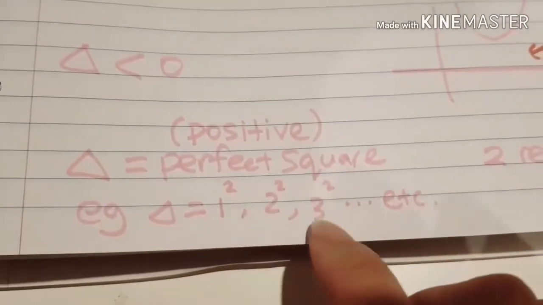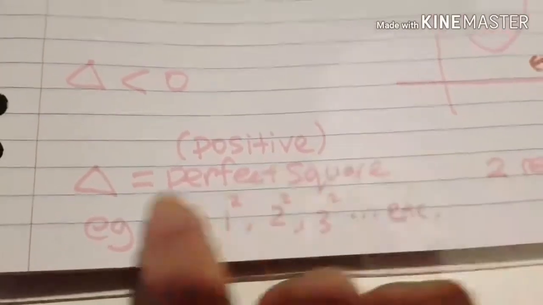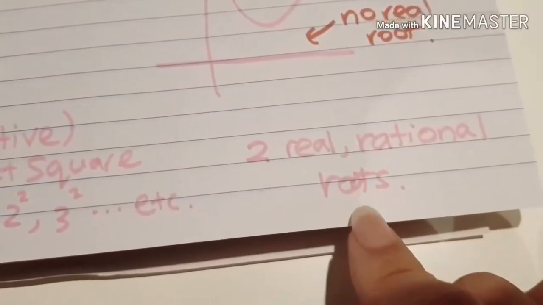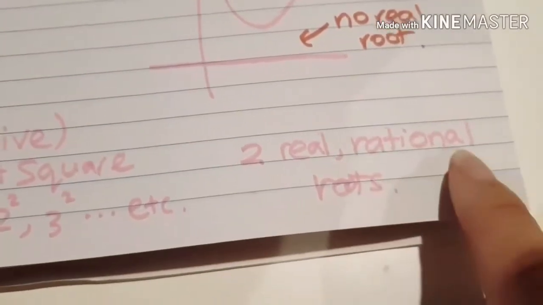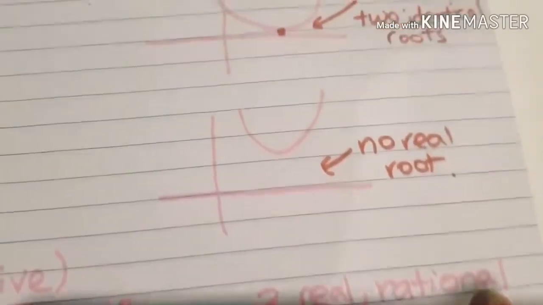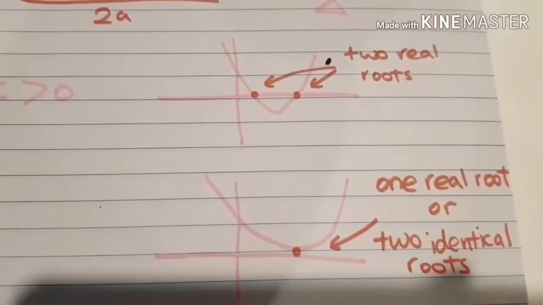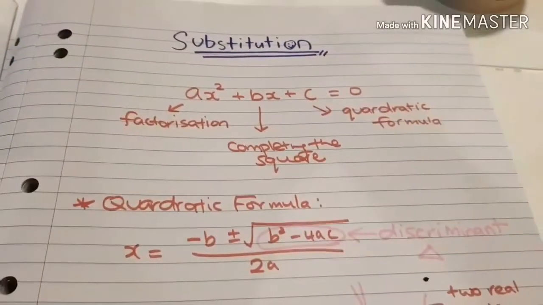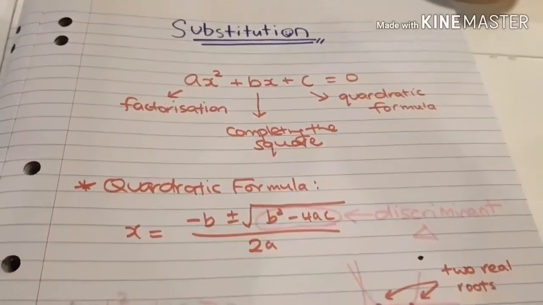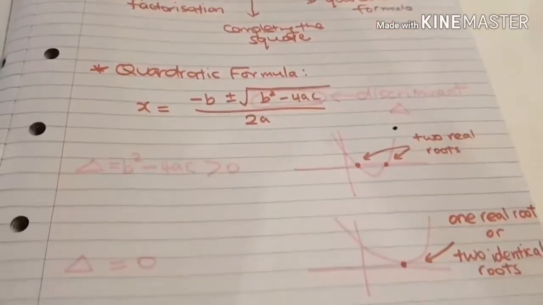And lastly, when the discriminant is a perfect square, it has to always be positive, because a perfect square is 1 squared, 2 squared, 3 squared, and so on. That means yes, I do have two real roots, however, they are going to be rational. So you have to write the word rational. Whereas all the other ones over here are irrational real roots. Now this is the end of the revision from previous lessons.